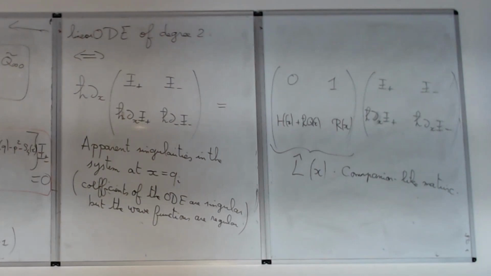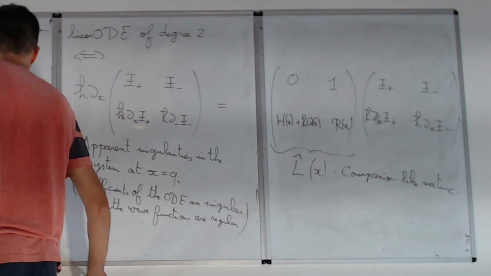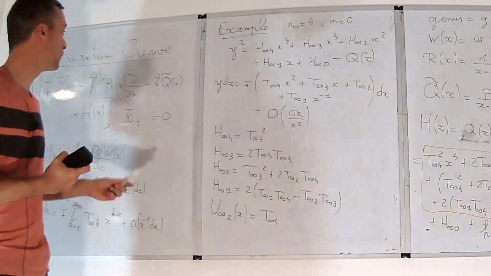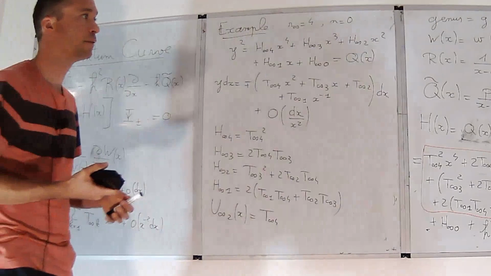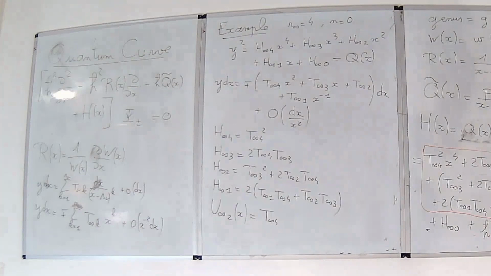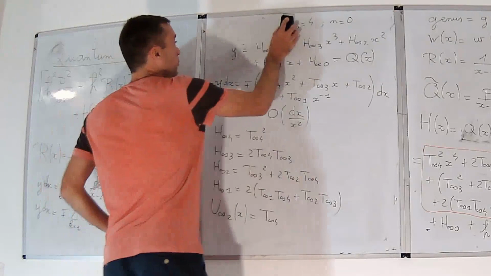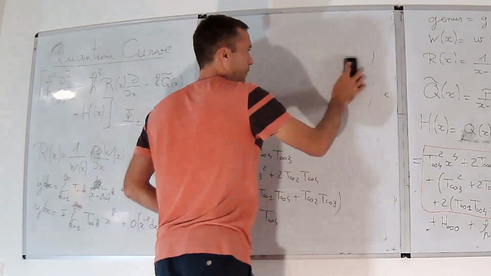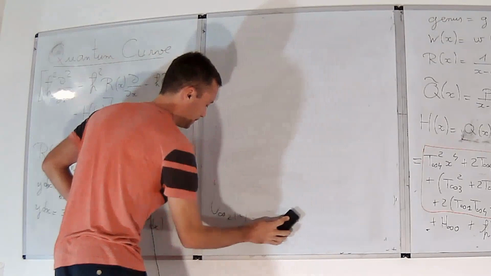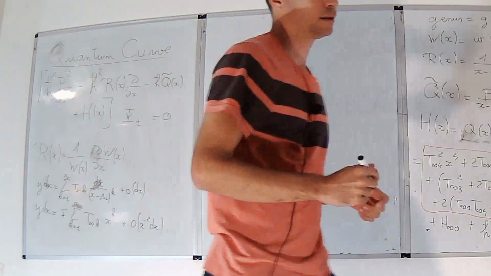You can see it this way. The wave function is regular at x equal q_i, but the coefficients involved in the differential equation have a simple pole there. This is something which we want to avoid. So why do we have this problem? It's because the choice of basis is not adapted to what we're doing. This is what we have to change.